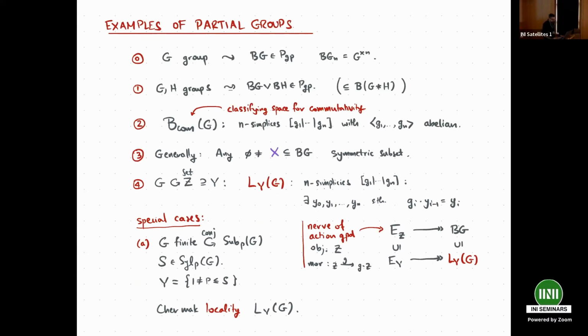Another interesting example is BCom G, the classifying space for commutativity. So this is a symmetric subset of BG where the n-simplices consist of elements that pairwise commute with one another. This has been studied from a topological point of view by Hunter and co-authors. But I'm thinking of just a mere simplicial or symmetric subset of BG. And more generally, any symmetric subset of BG that you want to identify is a partial group.